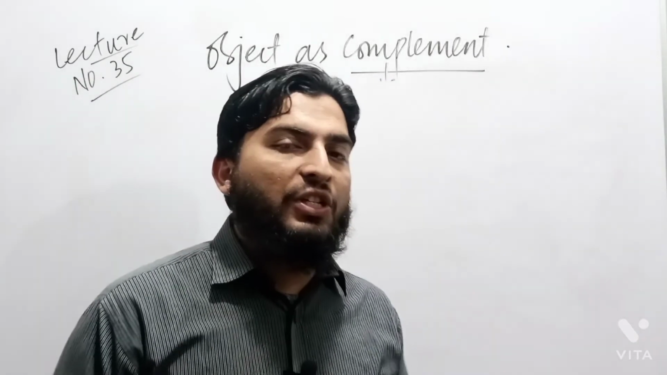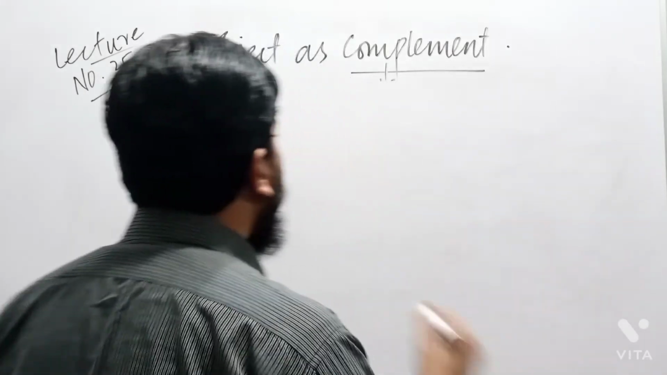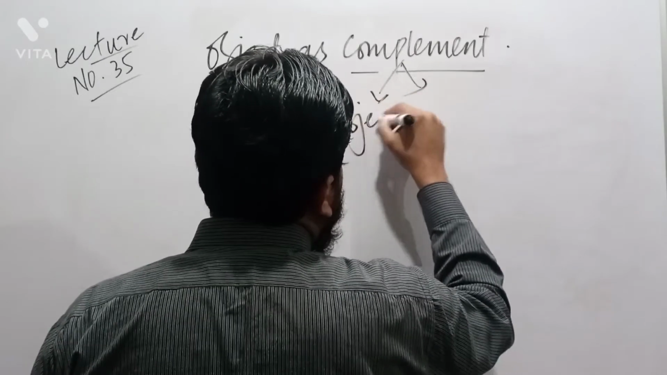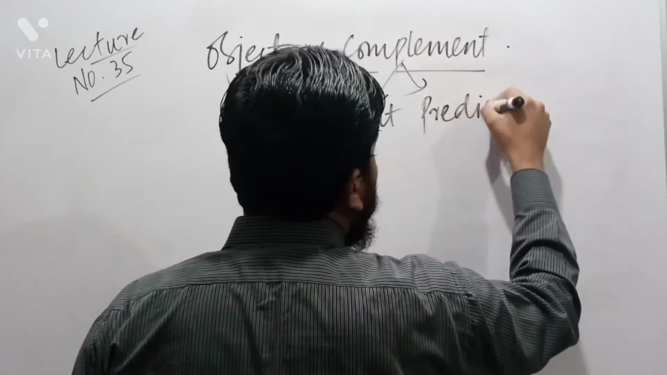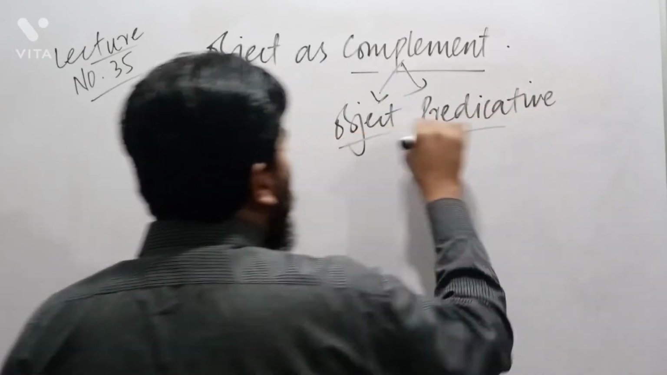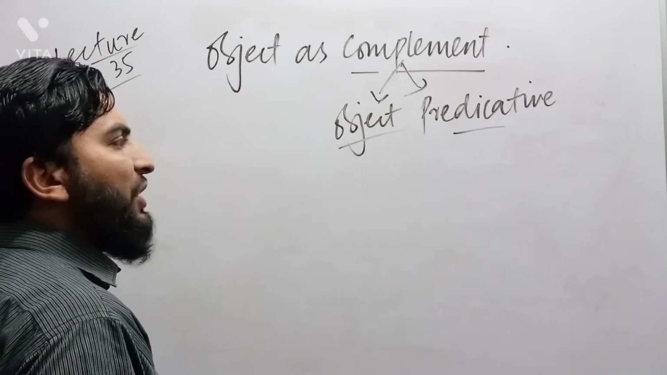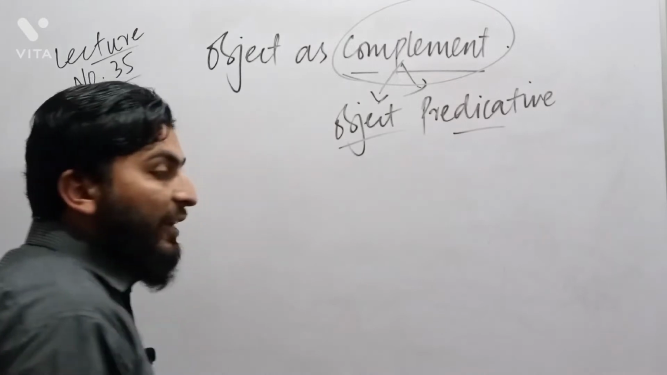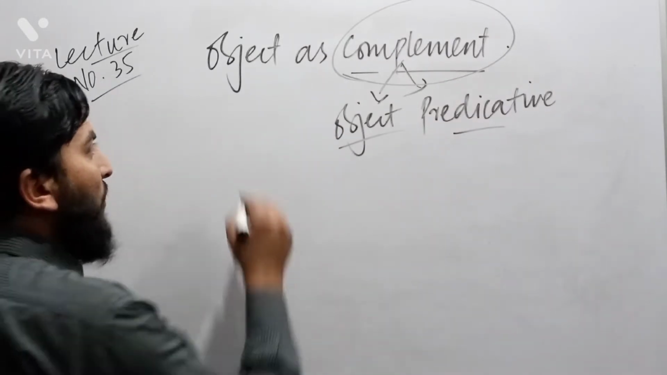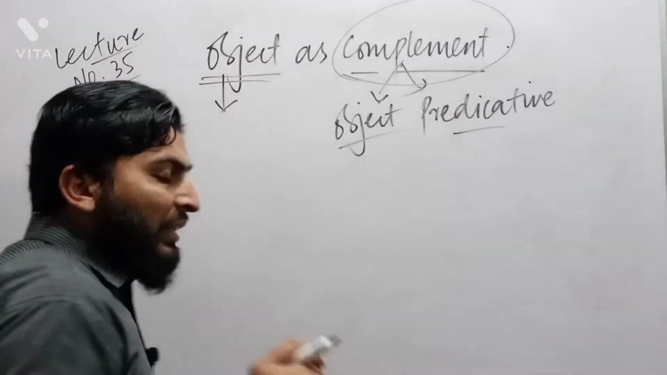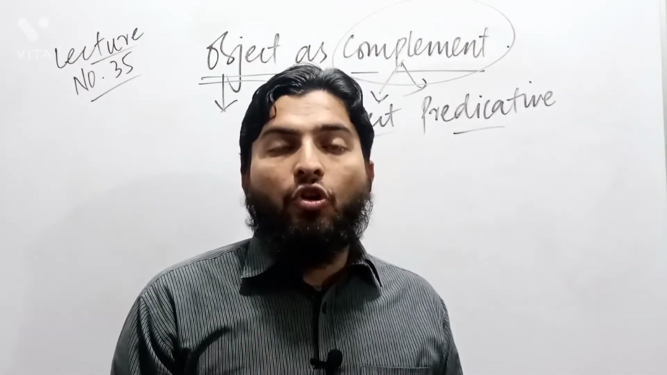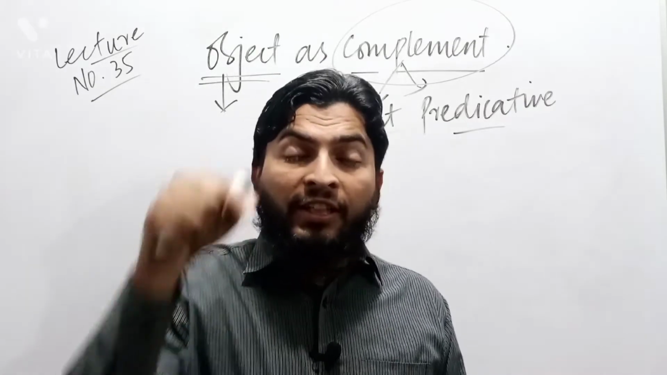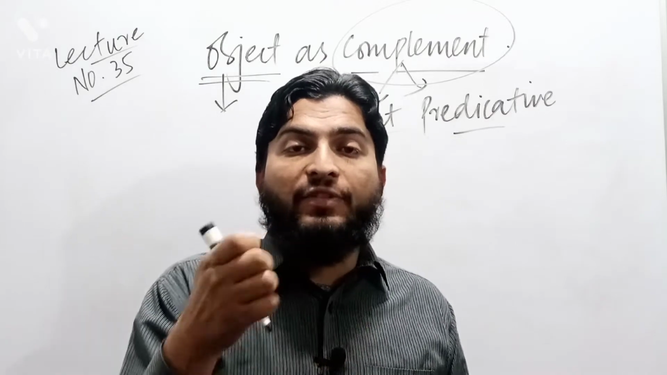But here let me just discuss object as part of the complement. Here we are concerned with object as part of the complement and predicative as part of the complement. Now, it is clear to us that they are two parts of complement. Then what is object? Object is actually defined as that part of the sentence on which an action is performed. Second definition, that part of the sentence which receives an action.